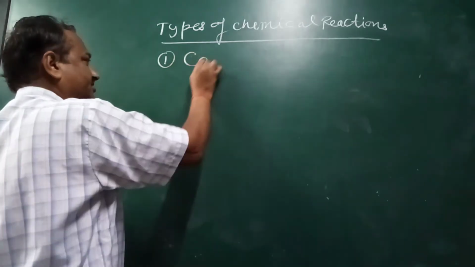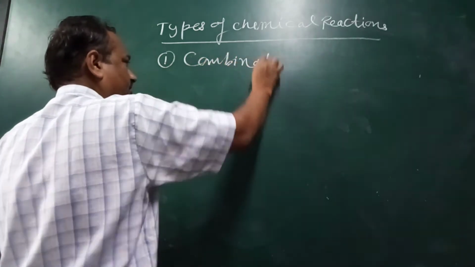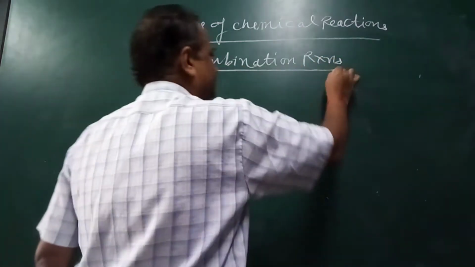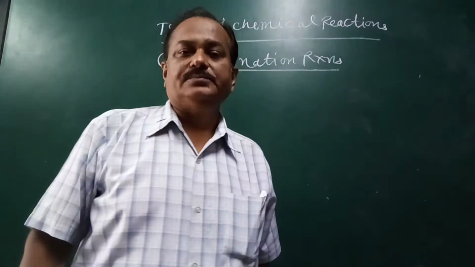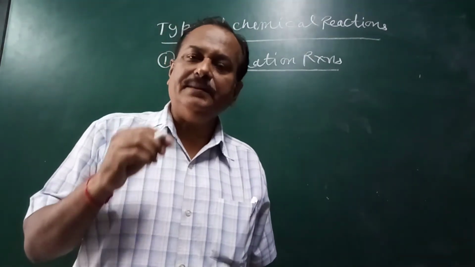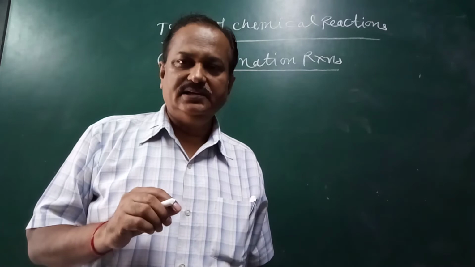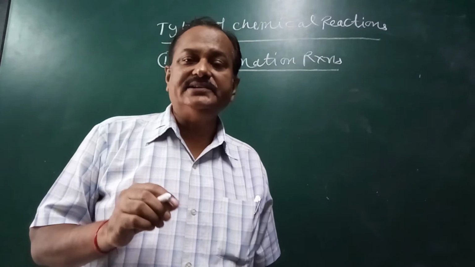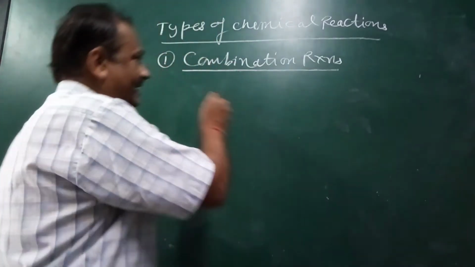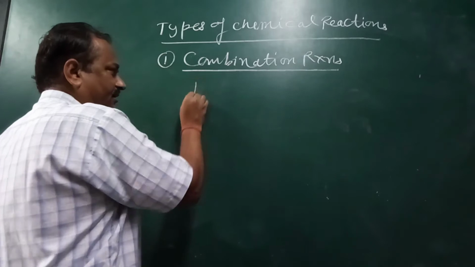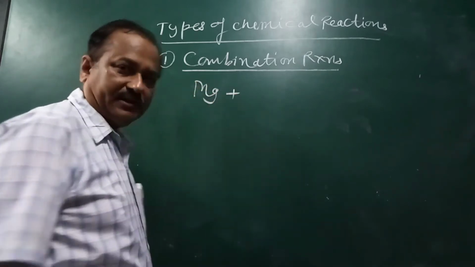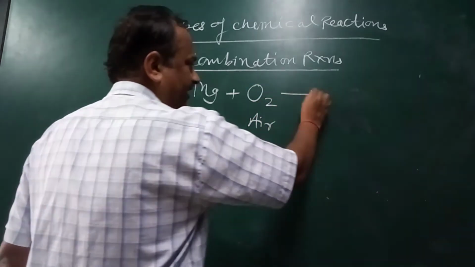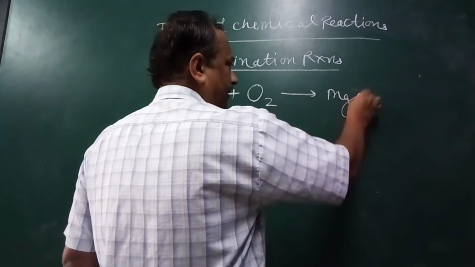First is combination reaction. In combination reactions, some simple atoms or molecules combine together under proper conditions. Like, when we take magnesium ribbon and oxygen, when it is burned in air, there is formation of magnesium oxide.